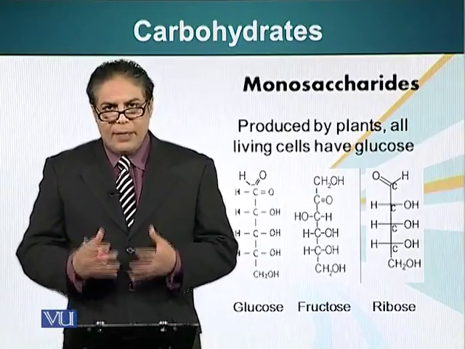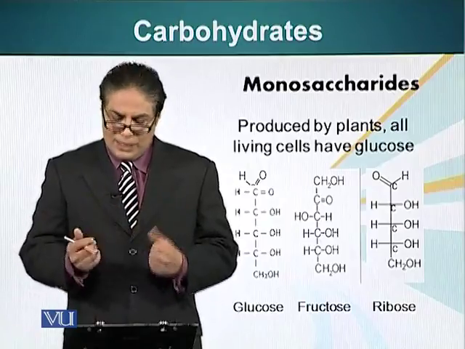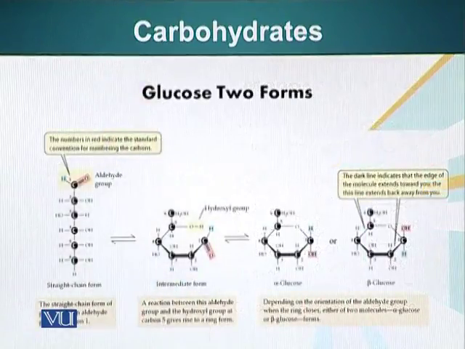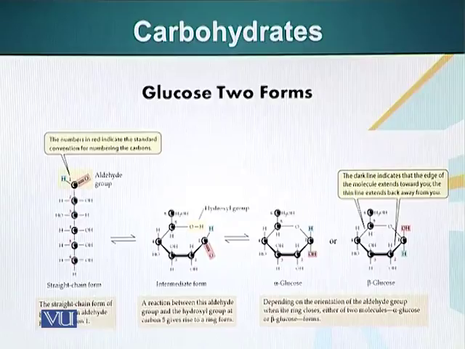However, in the cell, these molecules can become circular, and they exist predominantly in a circular form. We'll look at that too. Glucose, for example, can exist in 2 forms: the linear form, which I showed you earlier, and a circular form. When the glucose molecule becomes circular, it has 2 choices. Either it can adopt an alpha configuration or a beta configuration, depending upon the orientation of the aldehyde group when the ring closes. You will see the difference between these 2 molecules.